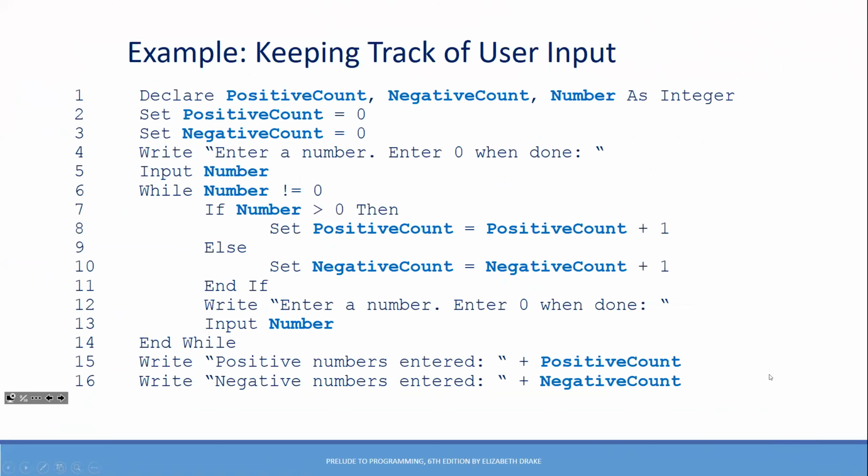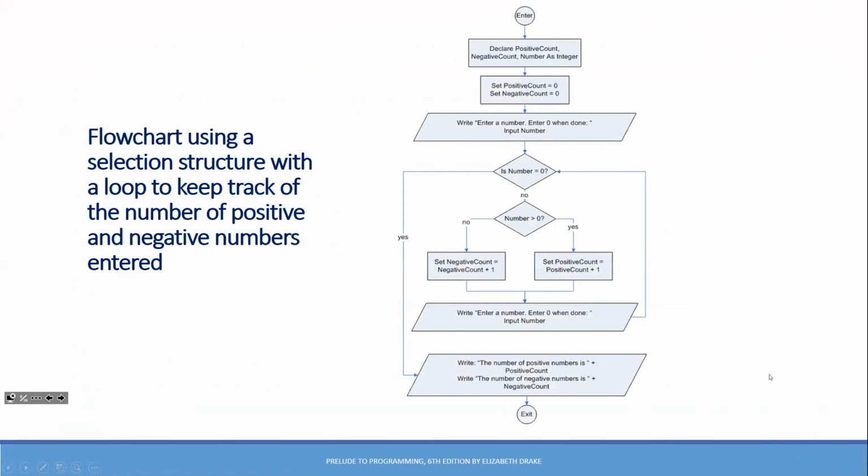In this example, we're prompting a user for input. We basically did this program. You should have it in your files, except that we didn't add in how many positive and negative numbers were entered. We just printed out the number. So we can do that pretty easily.